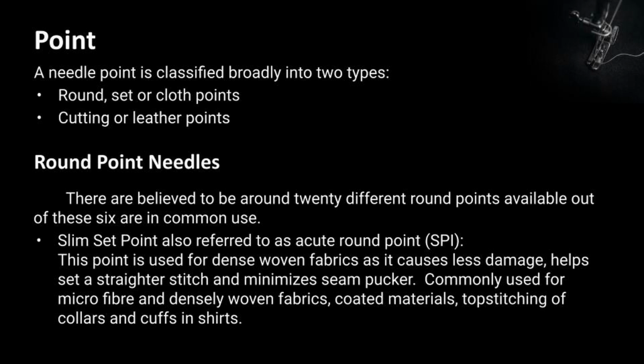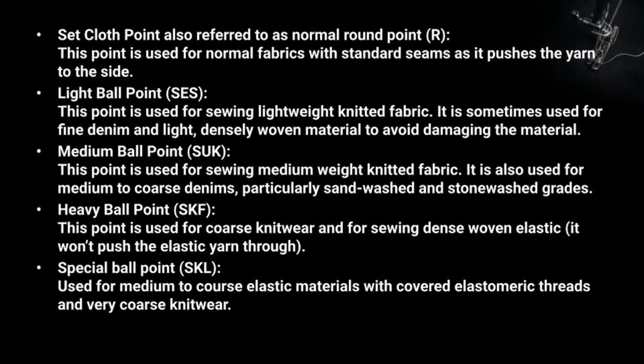Slim set point is referred to as an accurate round point, SPI we call. This point is used for dense woven fabric as it causes less damage, helps to set a straighter stitch and minimizes seam pucker. Commonly used for microfiber and densely woven fabric, coated material, top stitching of collar and cuff in shirts. Set cloth point, also referred to as normal round point, we call R point. This point is used for normal fabric with standard seams as it pushes the yarn to the side.